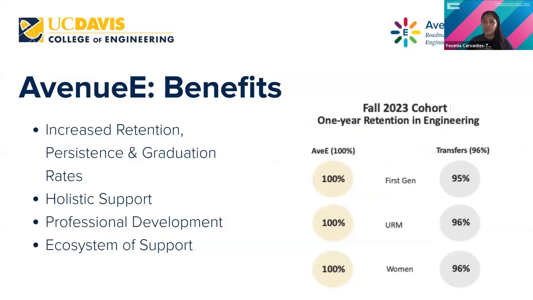Some benefits: we do really amazing programming, but the main purpose of our program is to increase retention, persistence, and graduation. I included some data here because I know data is important. You're all scientists, the data matters, right? So why join Avenue E? Because the students in our programs tend to do really well. From the 2023 cohort, 100% of the students who identified as first gen, from an underrepresented background, or women all persisted. They stayed in the major and came back for their second year.